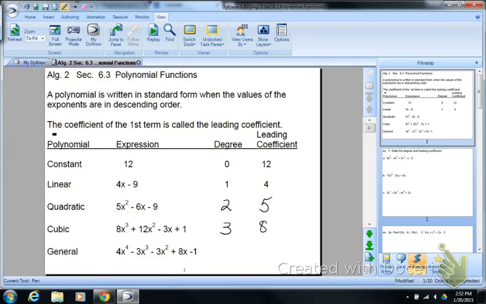Now, after x cubed, there's no special name for any of these polynomials. They're just general polynomials. For example, the last one, what is the degree of the last one? 4. And what is the leading coefficient? Also 4.